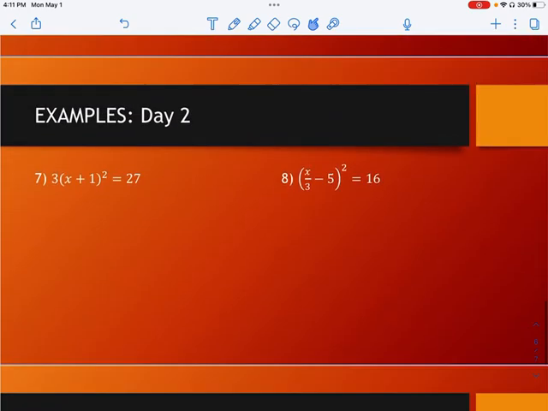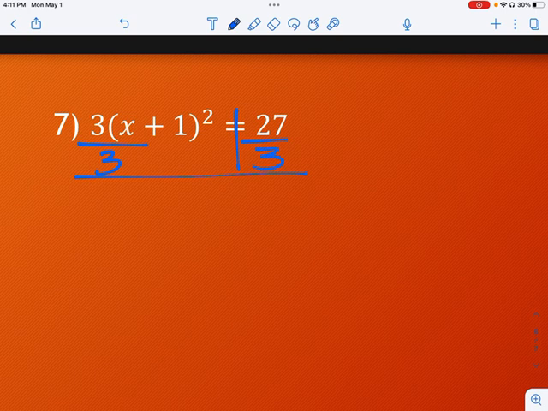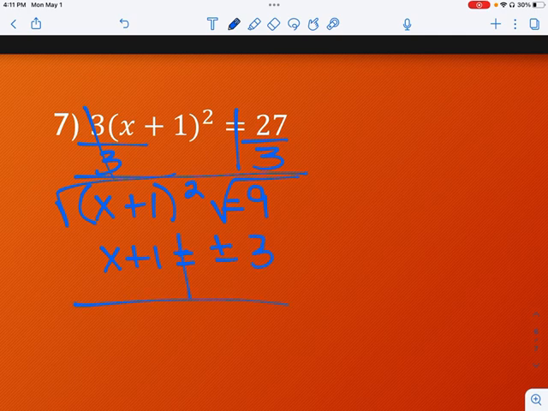Okay, so let's try just a couple more. We're going to start here at number 7. So I need to isolate it, so I'm going to divide by 3 on both sides. That's going to get me the grouping x plus 1 squared, and that is equal to 9. With that, I'm going to take the square root of both sides. So that would give me x plus 1 equals plus or minus 3. Then I'm going to subtract 1 from both.